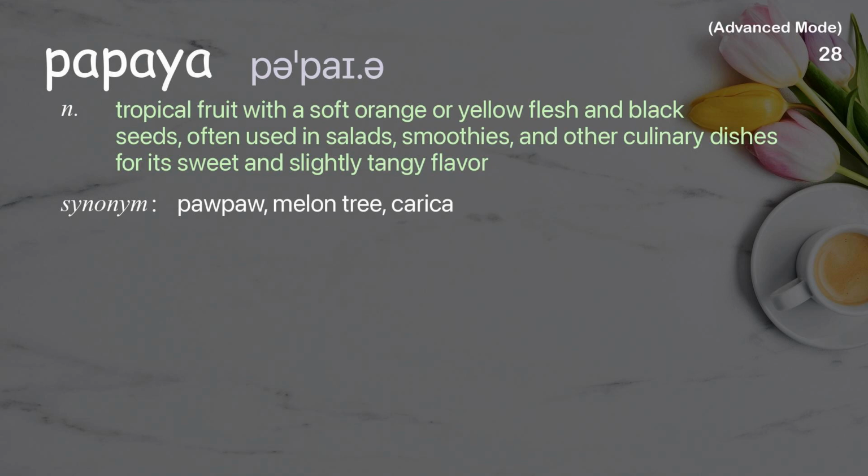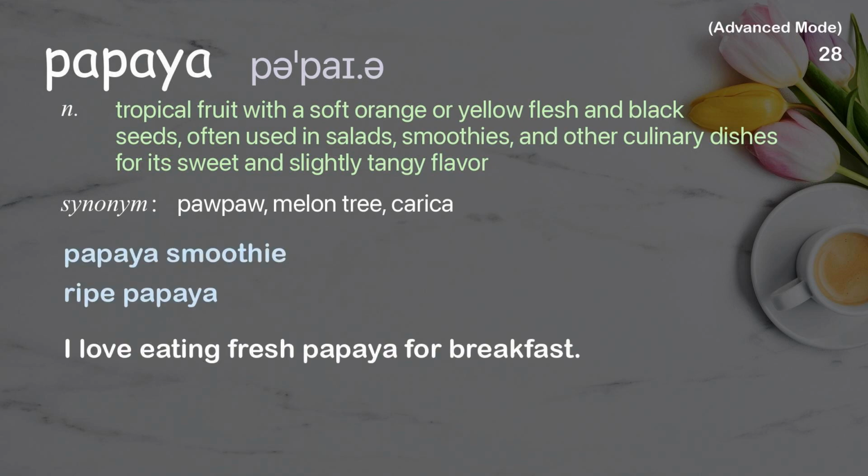Papaya. Tropical fruit with a soft orange or yellow flesh and black seeds, often used in salads, smoothies, and other culinary dishes for its sweet and slightly tangy flavor. Examples: papaya smoothie, ripe papaya. I love eating fresh papaya for breakfast.